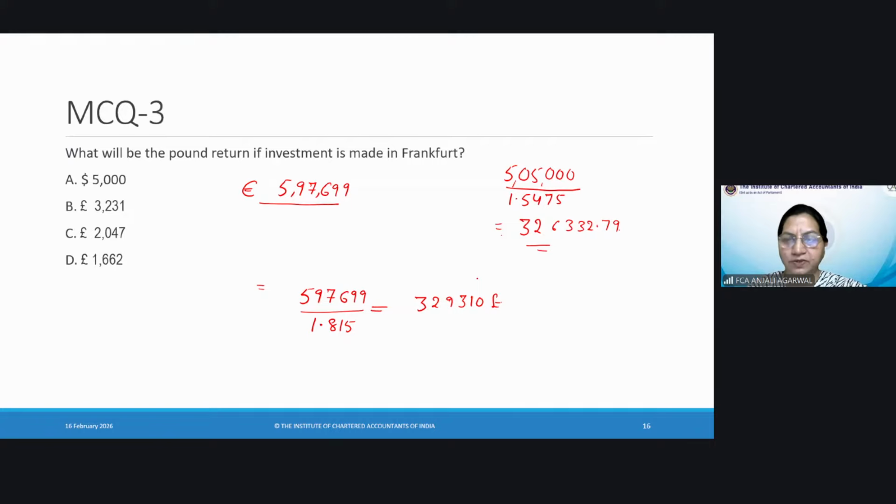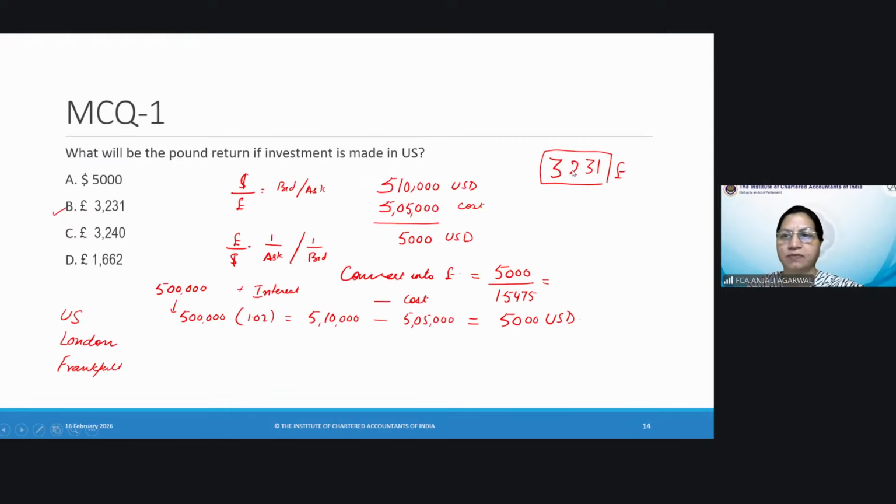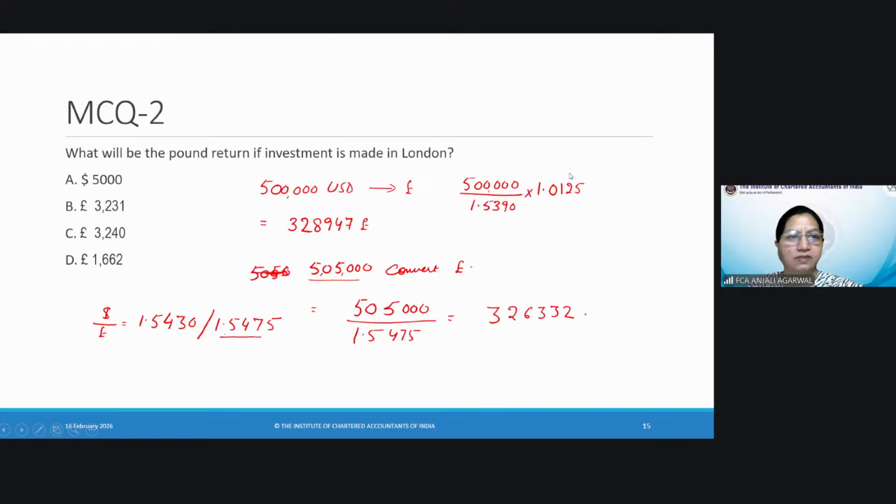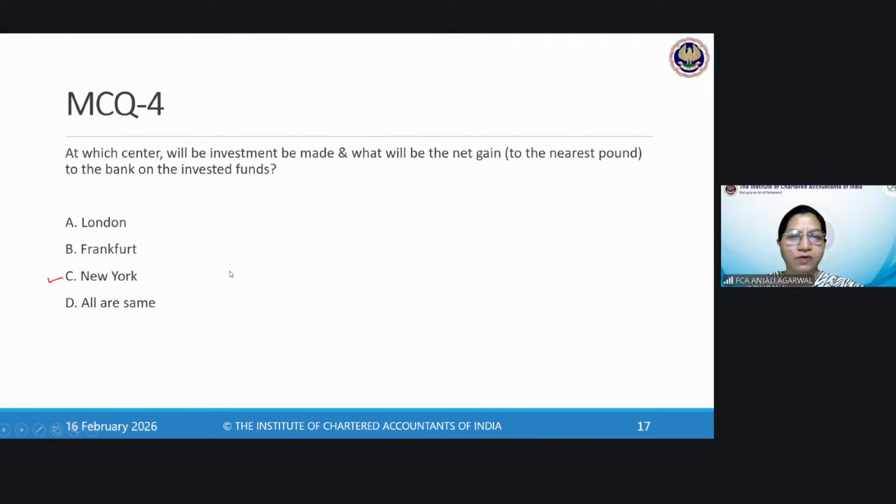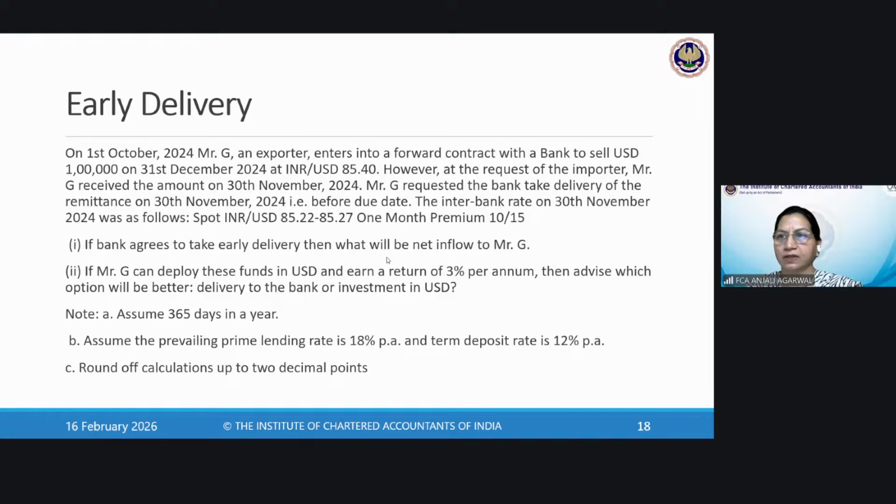Okay, so 329,310 minus 326,332 or 333, this gives you 2,977. So we can see that the best result is when you're making the investment in US dollars. Okay, so New York will give you the best answer. So this is another type of question which you get in Forex when you have to make an investment in different currencies. Your next question is on early delivery.